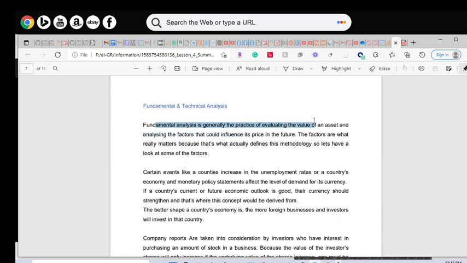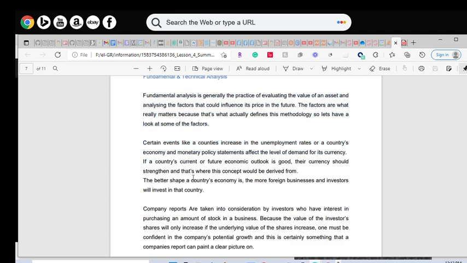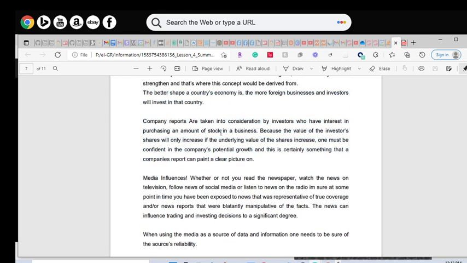So fundamental analysis is evaluating assets and the factors that affect price in the future. Factors are what really matter because they define the methodology. So let's have a closer look. Certain events, like a country's increase in the unemployment rate, make currency important. Company reports matter to investors who have an interest in purchasing stock because of underlying values.